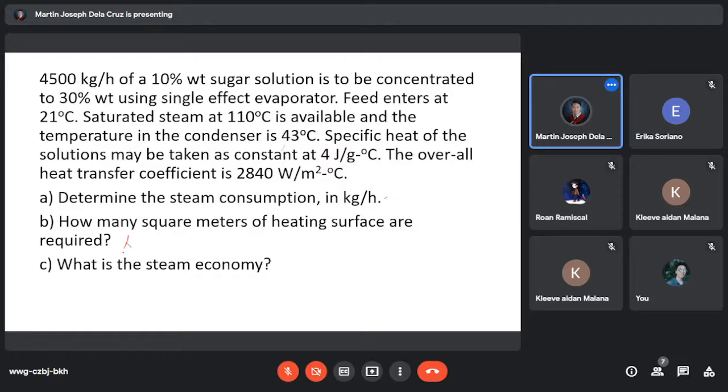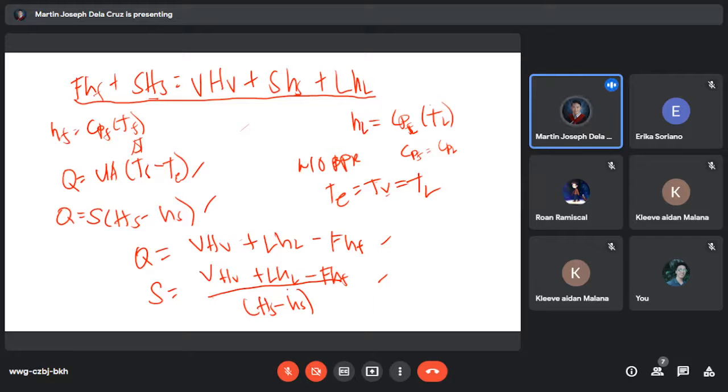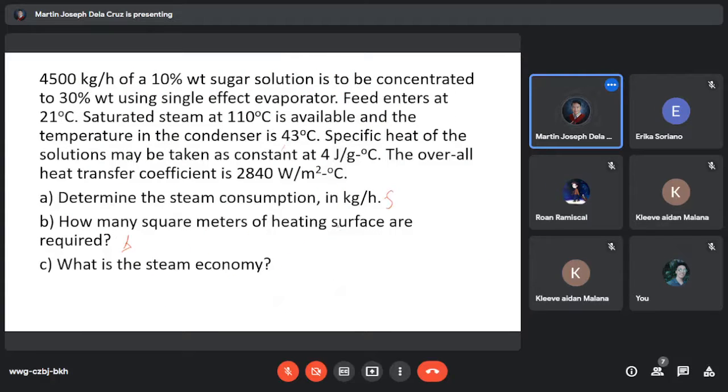So this is our area. Ito yung steam. And then, what is the steam economy? So, yun nga pala class, steam economy is equal to your vapor over your steam class. Yan lang yun. Vapor over your steam. That's your steam economy. Okay? So, this is letter E.